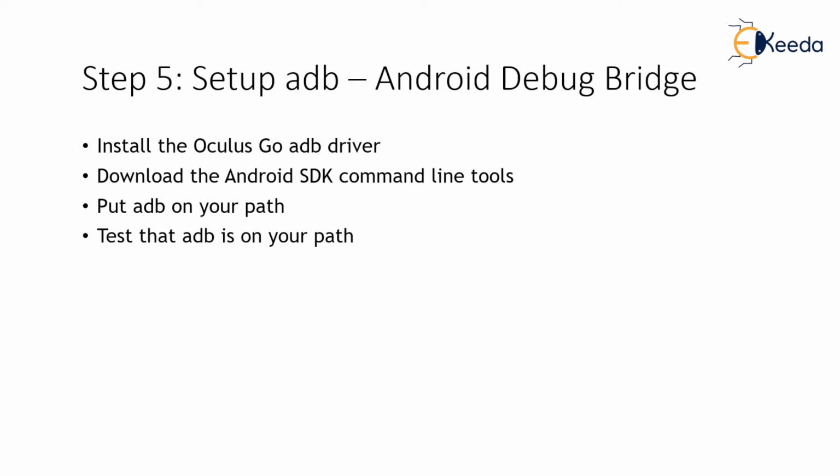Next, set up the Android Debug Bridge, also called ADB. Install the Oculus Go and ADB driver. Download the Android SDK command line tools and put ADB onto your path. Then, to make sure that everything is done correctly, test that ADB is on the path.